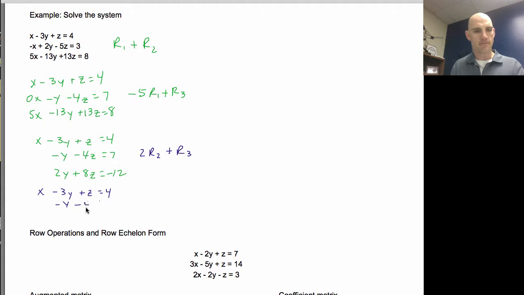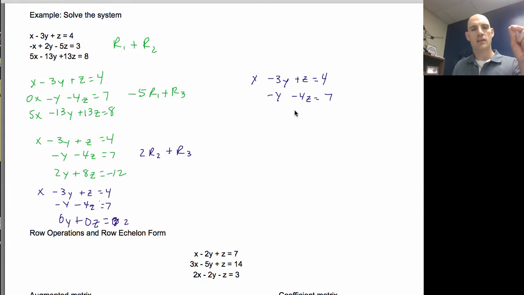minus 4z equals 7. And then if I do 2 times row 2, that's going to be negative 2y, so this is 0y, and then this would be 2, so negative 8z, so this would be 0z, and this would be 14 plus negative 12 is equal to 2. So I'm left with x minus 3y plus z equals 4, and negative y minus 4z equals 7. And then 0 equals 2.